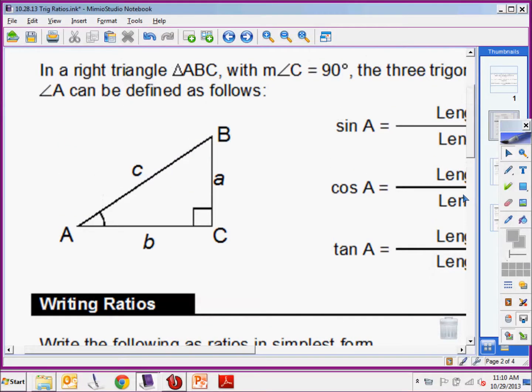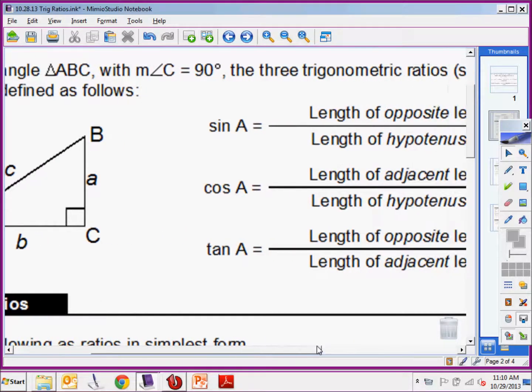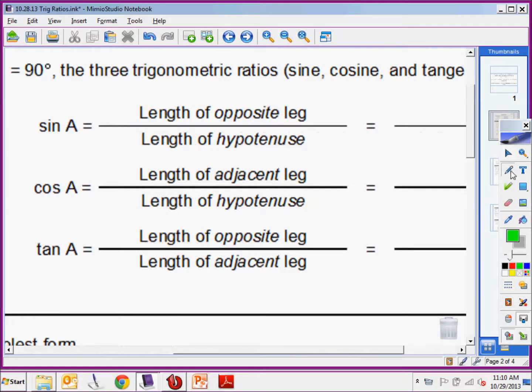Sine is opposite over hypotenuse. I'm sorry, that's your SOH. Cosine is your CAH, which is adjacent over hypotenuse. TOA is your tan, which is tangent equals opposite over adjacent. So instead of having to write these long descriptions out, we just came out with SOHCAHTOA.